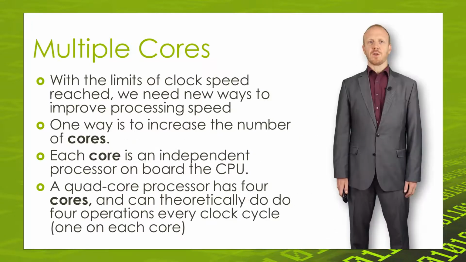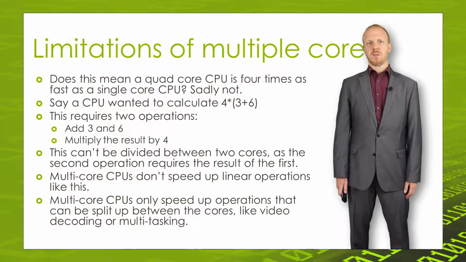With the limits of clock speed reached, we need to find new ways to improve processing speed. One way to do this is to increase the number of cores. Each core is an independent processor on board the CPU. A quad-core processor, for example, has 4 cores, so theoretically can do 4 operations every clock cycle, 1 on each core. So does this mean that a quad-core CPU is 4 times as fast as a single-core CPU?